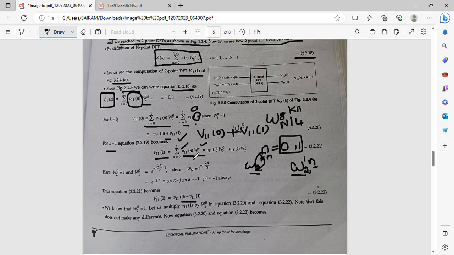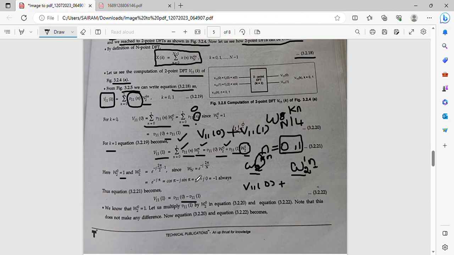So here I will directly substitute the 0 and 1 values. For n, first I substitute 0. If I substitute 1, I will get omega 2 to the power of 1. What is omega 2 to the power of 0? It is equal to 1, so I am directly getting V11 of 0. And it is plus omega 2 to the power of 1.